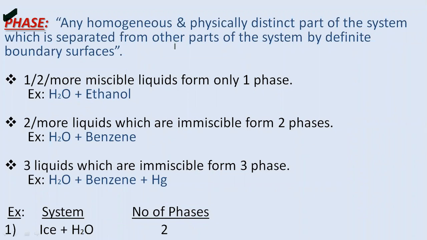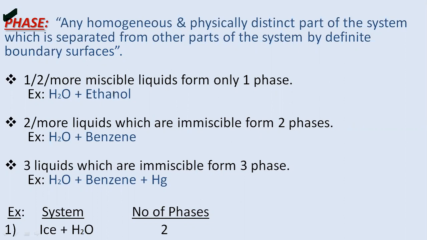In the same way, when we take an example of oil plus water, right? Oil plus water gives you two layers, which is not a homogeneous phase, right? So phase is defined as any homogeneous and physically distinct part of the system which is separated from the other parts of the system by definite boundary surfaces. In simple words, you can remember a phase as nothing but what is represented by the layers, right? So that is the definition for a phase.